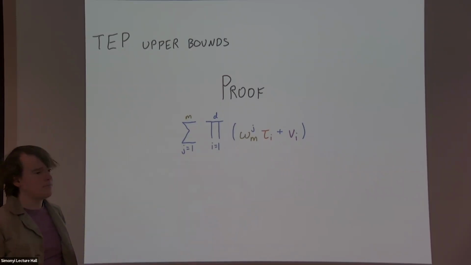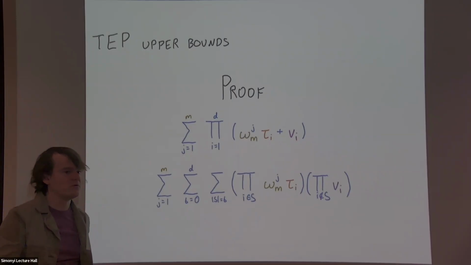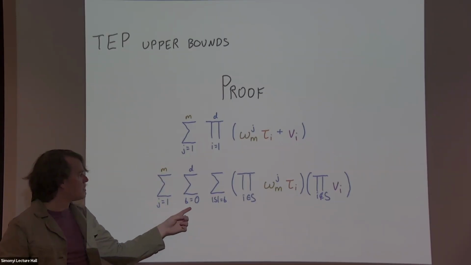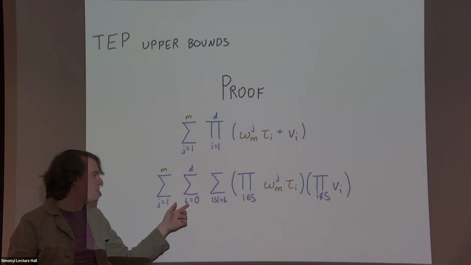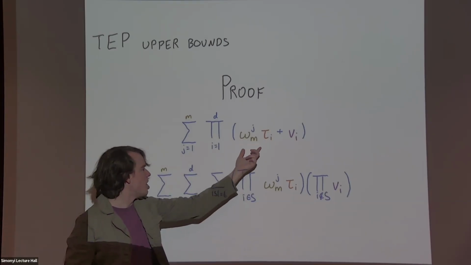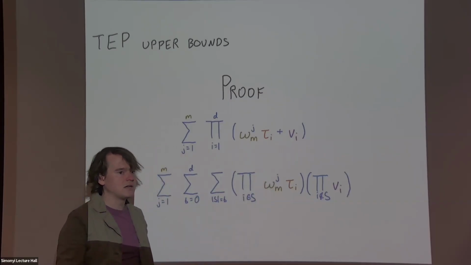If you expand the product as a sum of degree D terms or level B terms, you keep this outer sum. And now you're going to sum up over all monomial sizes, B from 0 to D, and you're going to sum up over all sets that have exactly this monomial size. And then you take the product of the terms that are in the set and the terms that are not. This is just the binomial expansion of it, right?